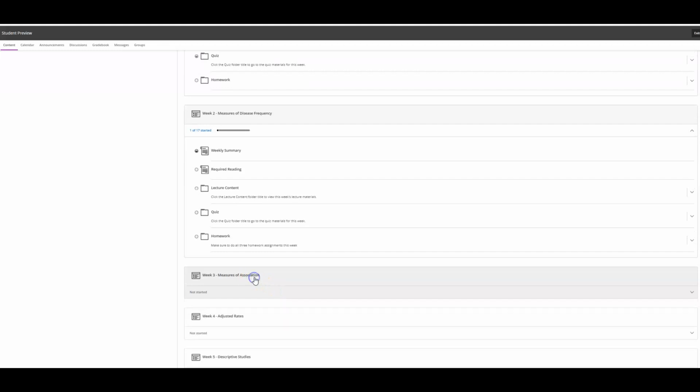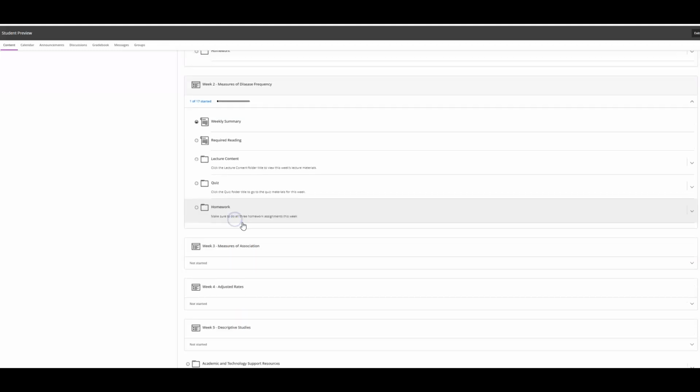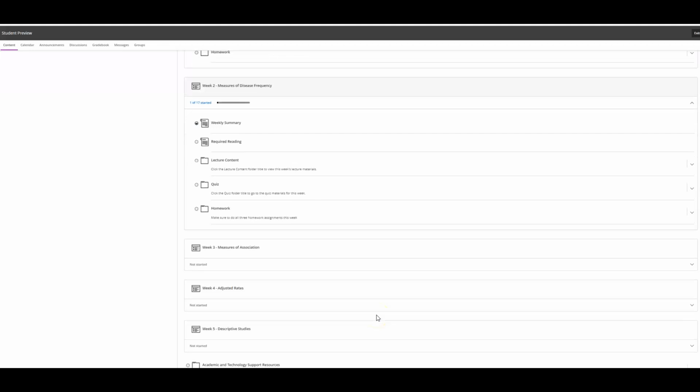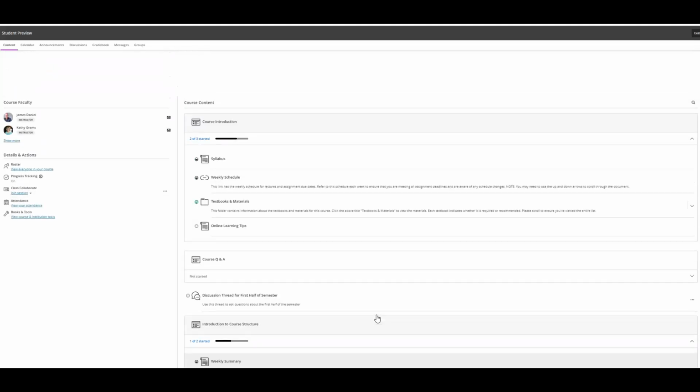Measures of association, you've got your topic for week 3, summary, required reading, lecture content, quiz, and homework. Exactly the same format for each. And then week 6 will actually be a midterm review week, and the following week will be the midterm.